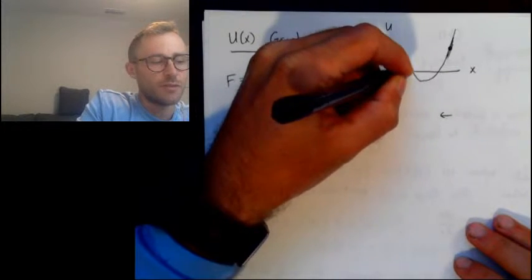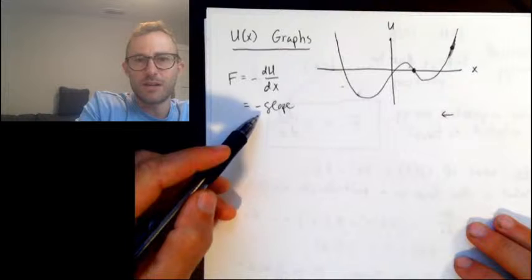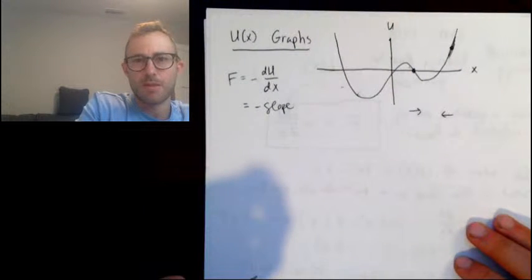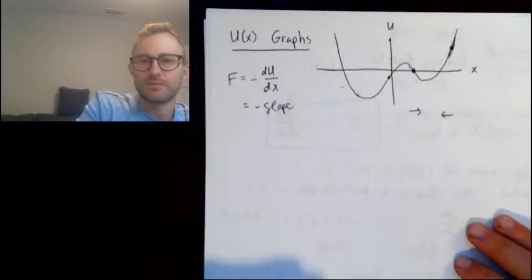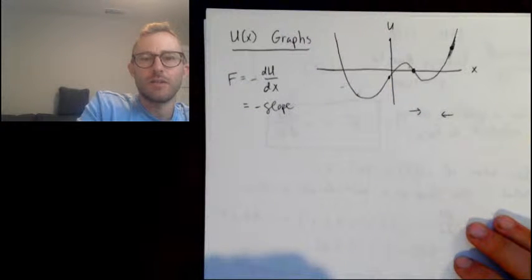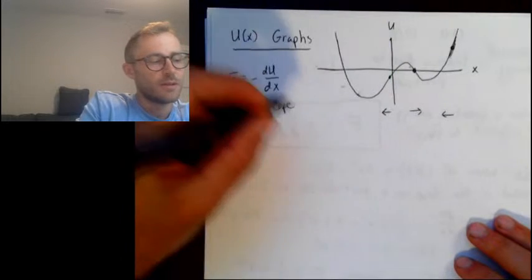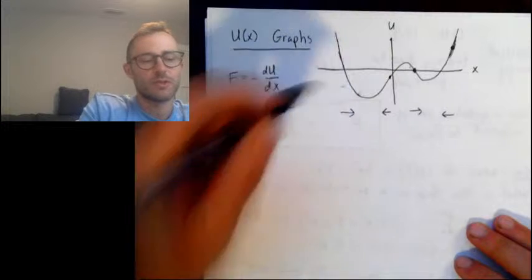The slope at this particular location is negative. So negative of that is positive, so the force is positive. Here, the slope is positive, so the force is negative. Here, the slope is negative. So the force is going to be positive.